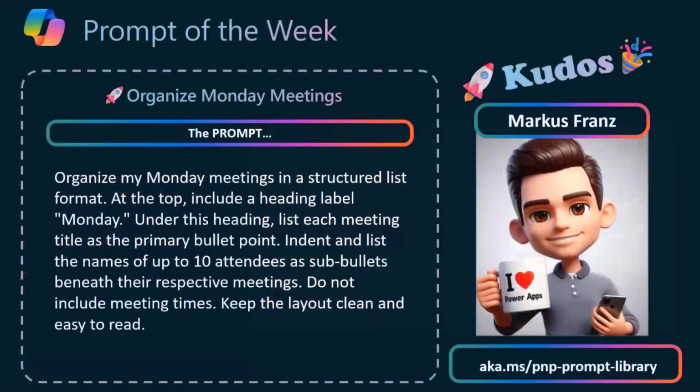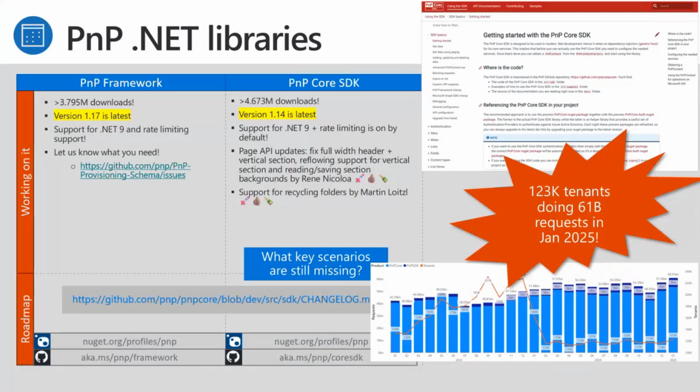And the prompt of the week this week is Marcus Franz. So he's got it set up to organize his Monday meetings because, hey, who loves Mondays? Nobody, right? But it could be easier with Copilot. So ask it to help you out, give you that bulleted list. Wonderful job, Marcus. Really appreciate the contribution here. We'll put the link to that specific one in the chat and the show notes, and you can go check it out for yourself. Let's move on to PNP.NET libraries with Bert.